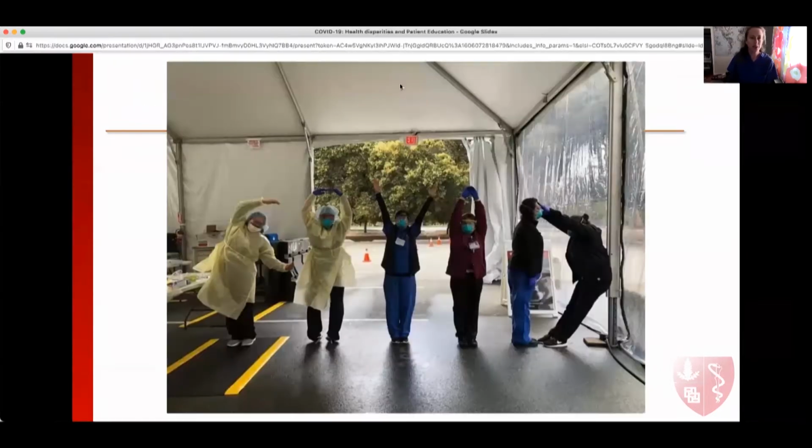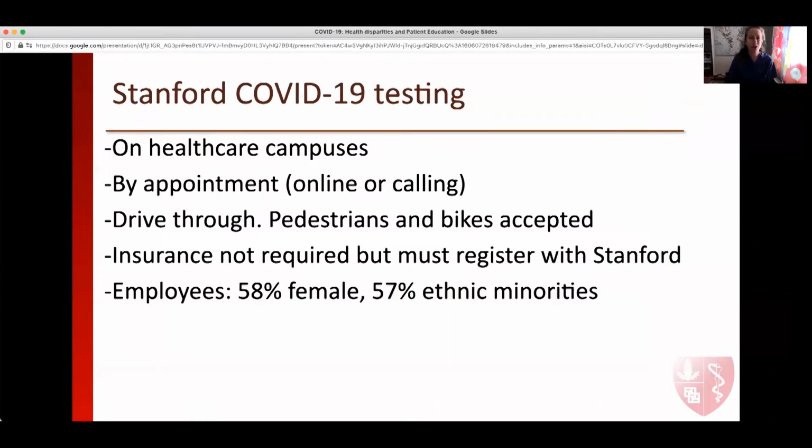I'm going to talk a little bit about how we do things in Palo Alto for testing and move on to patient education. So this is our COVID-19 testing site on the Stanford campus. A bunch of my colleagues there are spelling out the word COVID. So I'm just going to go really quickly. Our testing is on healthcare campuses on private property, not in the public. It is by appointment and drive-through.